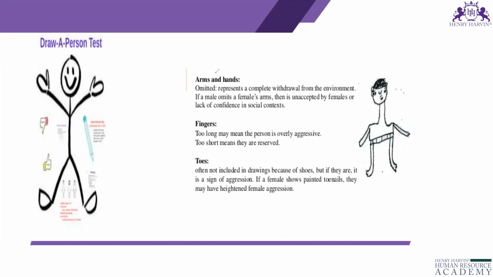So what it says: arms and hands omitted represent a complete withdrawal from the environment. If a male omits a female's hand, this suggests the female is unaccepted or lacks confidence in a social context. And fingers, right? Too long may mean the person is overly aggressive. Too short means they are reserved.